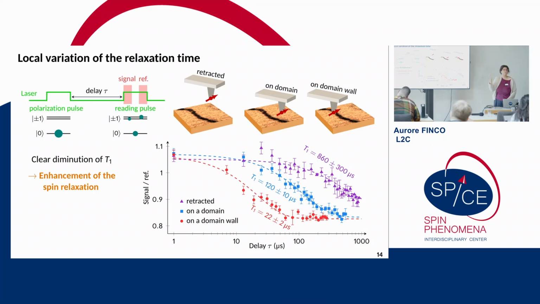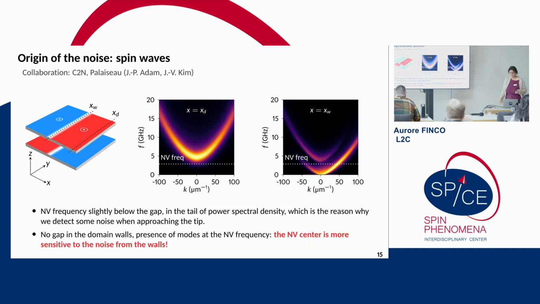This noise is obviously coming from spin waves inside the material that are thermally activated. If you compute the dispersion of the spin waves in this sample, first on the domain, you see you have a gap which is coming from the magnetic anisotropy. In our case, the gap is just above the frequency of the NV center. So we are not really sensitive to the noise coming from spin waves inside the domain. We still got an effect, we saw a first drop, but because this is super broad, because there is a large damping in this material, we probe the tail.